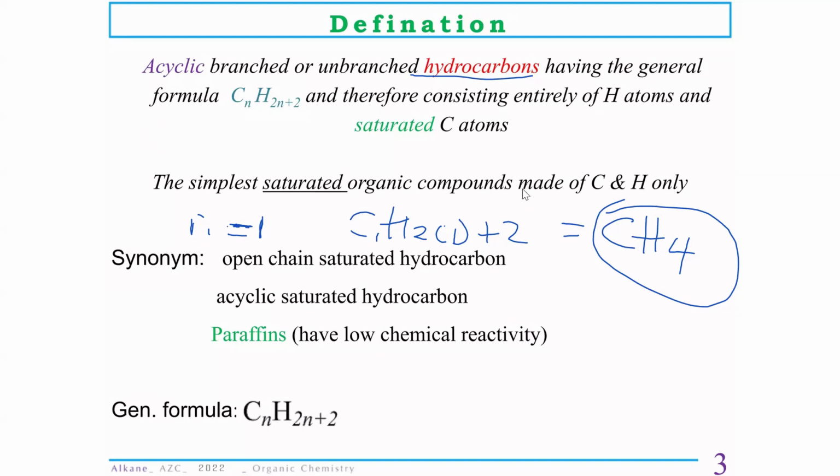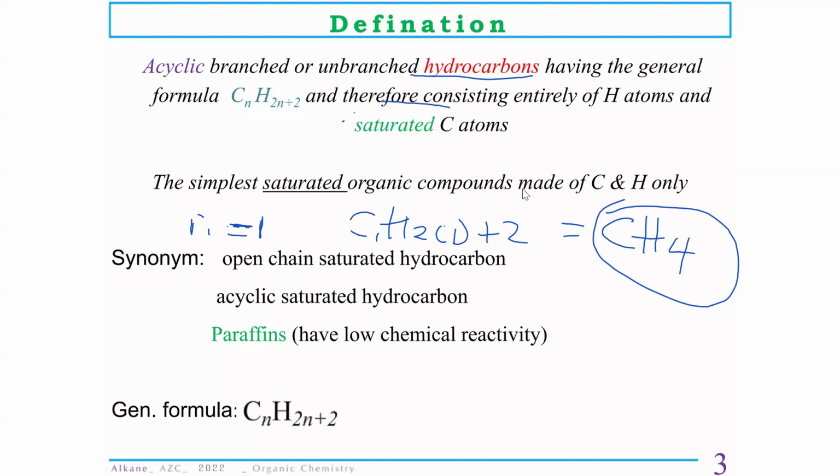Alkanes are hydrocarbons, meaning that they contain carbon and hydrogen only. It means that whenever you see a compound containing carbon, hydrogen, and any other element apart from carbon and hydrogen, that compound is not an alkane, or is not a hydrocarbon in general. So hydrocarbons contain only carbon and hydrogen. Alkanes are also saturated, consisting entirely of hydrogen atoms and saturated carbon atoms.